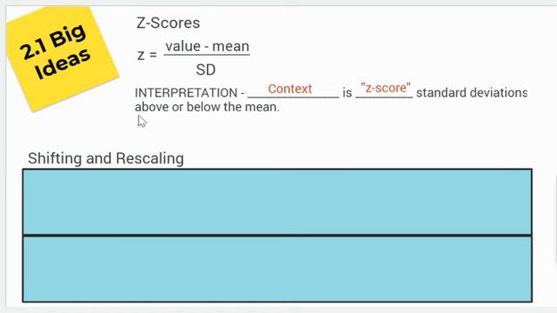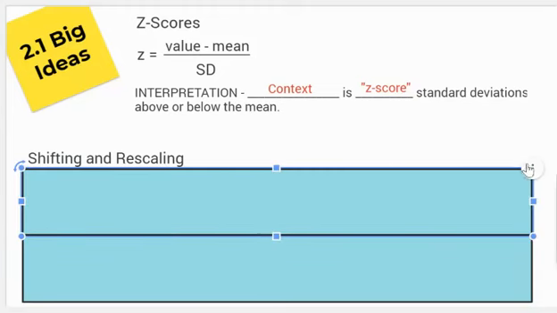So now, the second set of big ideas is about shifting and rescaling. When we talk about shifting, what we're basically saying is adding or subtracting a value to every item in your data set. Rescaling is multiplying or dividing. So if we multiply or divide by something for everything in our data set, that's called rescaling.